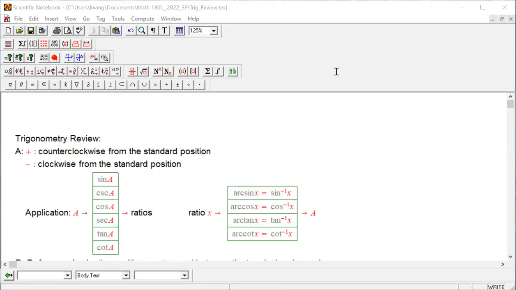Hello. In this lesson, as part of a review of trigonometry, I would like to select some questions from homework to show you how these ARD are being used. Let me put the title: selected questions from homework.